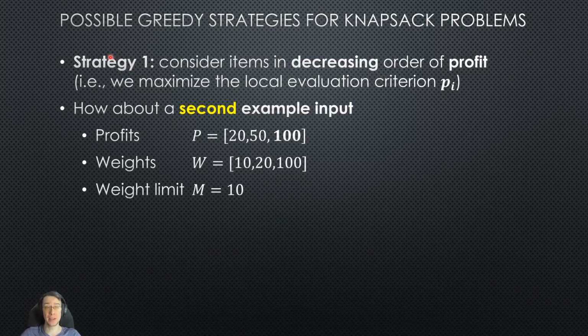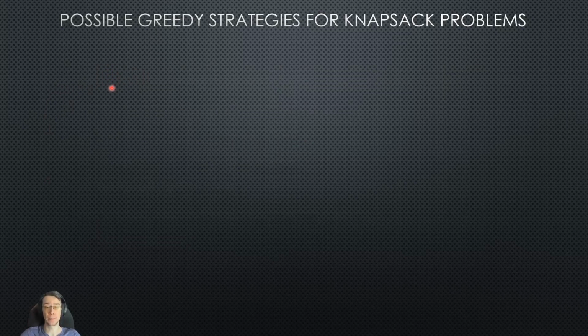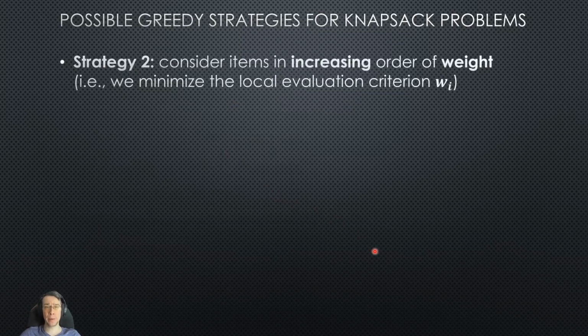So in this case, strategy 1 will lead us to take as much as we can of this last item with profit 100. We'll only be able to take about 10% of it because our weight limit is 10. And that will leave us with an absolute profit of 10, which is not very good, considering we could take half of this second item and achieve a profit of 25. So this is clearly not an optimal strategy, and this example is enough to prove that this strategy is not optimal.